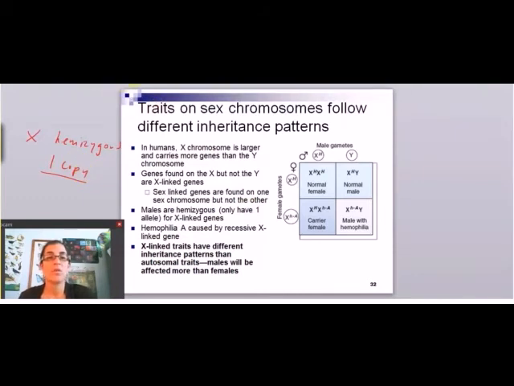So just want to remind you that the X chromosome and the Y chromosome are very different from each other. So they look very different. They don't carry the same information. They are not homologous.